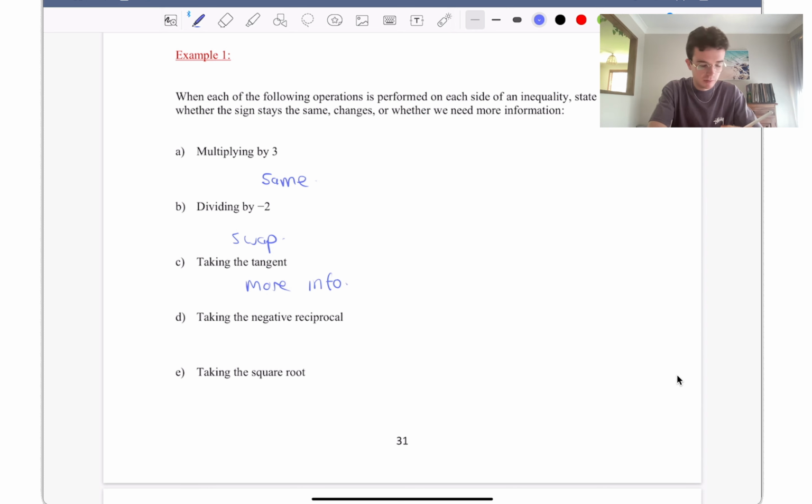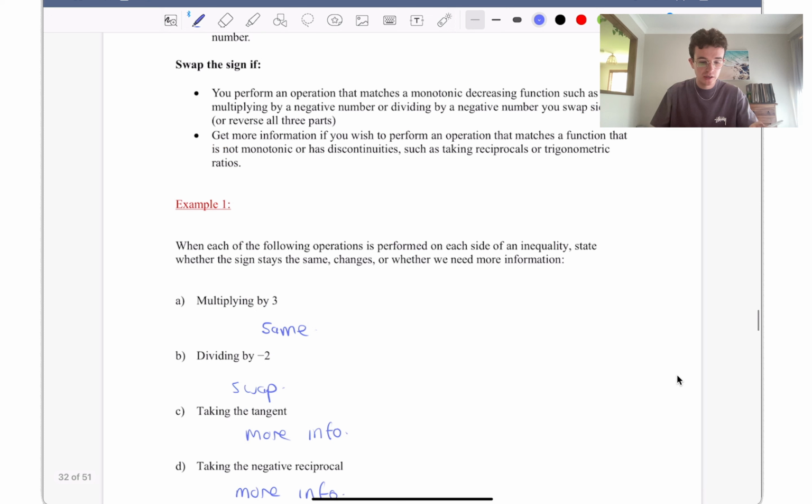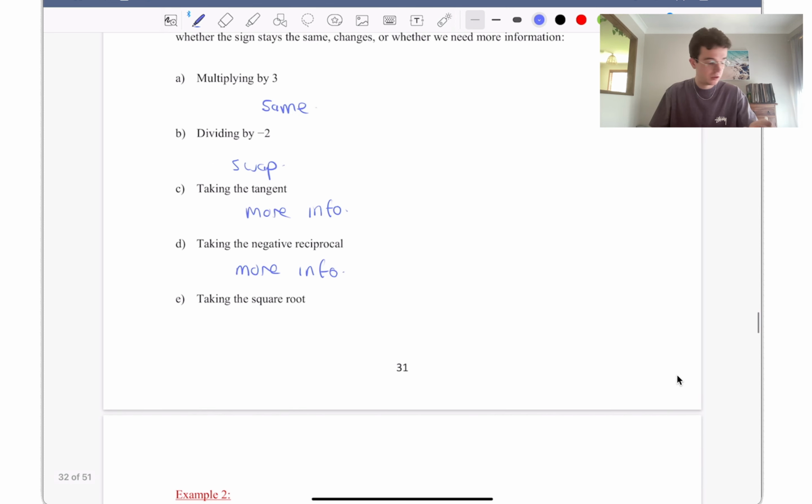Taking the negative reciprocal, we need more information. That's because the reciprocal of a function, and we've got x, its reciprocal is 1 over x, and 1 over x is a hyperbola, which is a discontinuous function at the x and y axis. And we've set up here that we need more information if we're doing a discontinuous function.